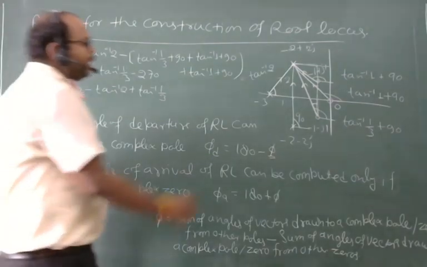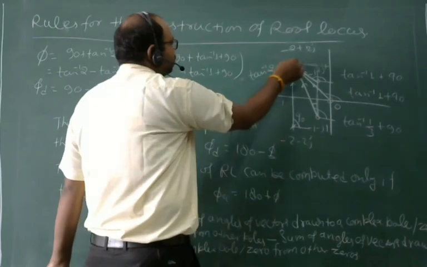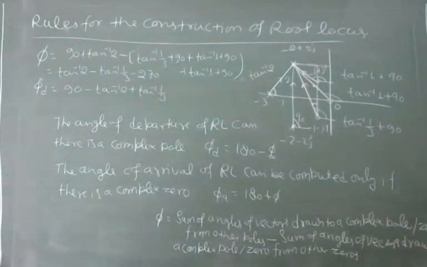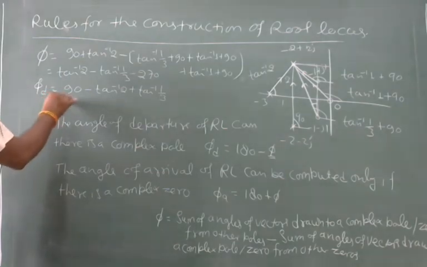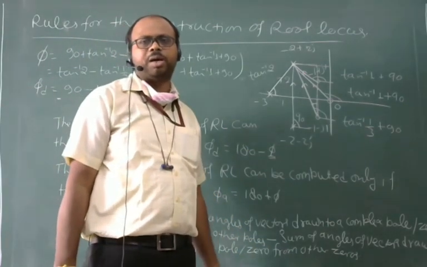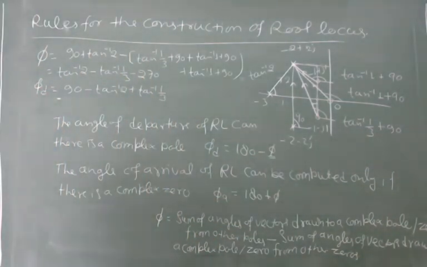And if I find the angle of departure at this pole, since this is the complex conjugate of this pole, so the angle will be negative for this pole. Angle of departure will be negative for this pole. Right?